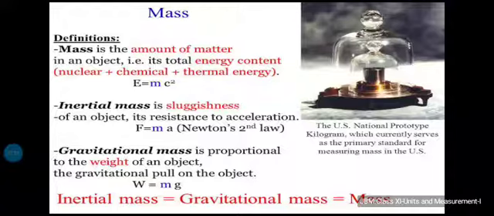Mass can be inertial mass, that is the sluggishness of an object, its resistance to acceleration, about which we have studied in Newton's second law, F equal to m into a, or it could be gravitational mass, which is proportional to the weight of an object determined by the gravitational pull on the object. So W is equal to m into g.